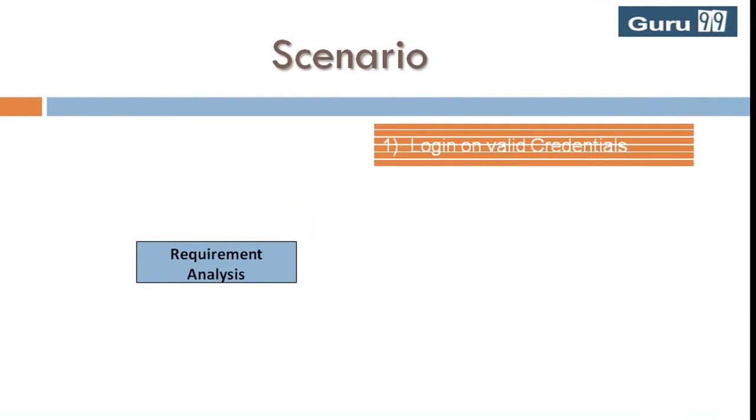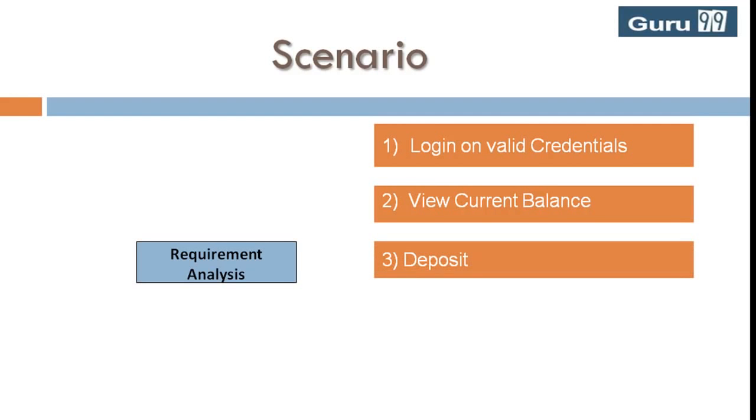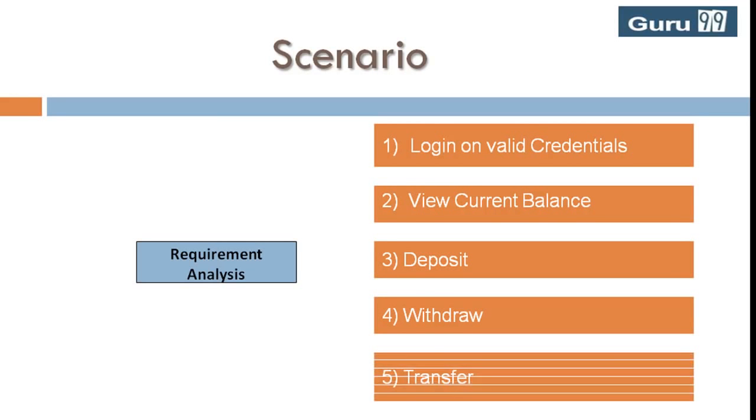During the requirement analysis phase, after a series of meetings, the client decides he wants the following 5 functionalities in a system. Login on valid credentials. View current bank account balance. Deposit money. Withdraw money. Transfer money to a third-party account.